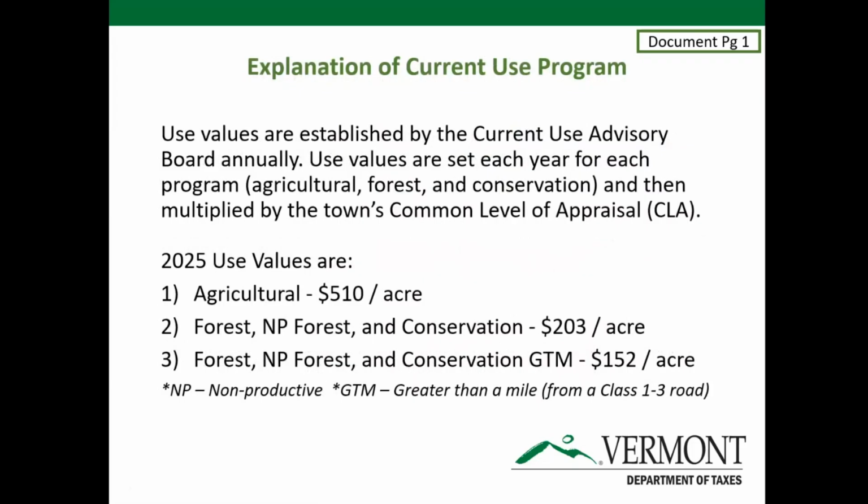And Michael provided the 2025 use values per acre. You might want to jot these down if you're interested in doing all this fun math that we've been talking about. So for 2025, the ag value per acre is $510. Forest, non-productive forest and conservation is $203 per acre, and forest, non-productive forest and conservation greater than a mile from any class 1 to 3 road is $152 per acre.